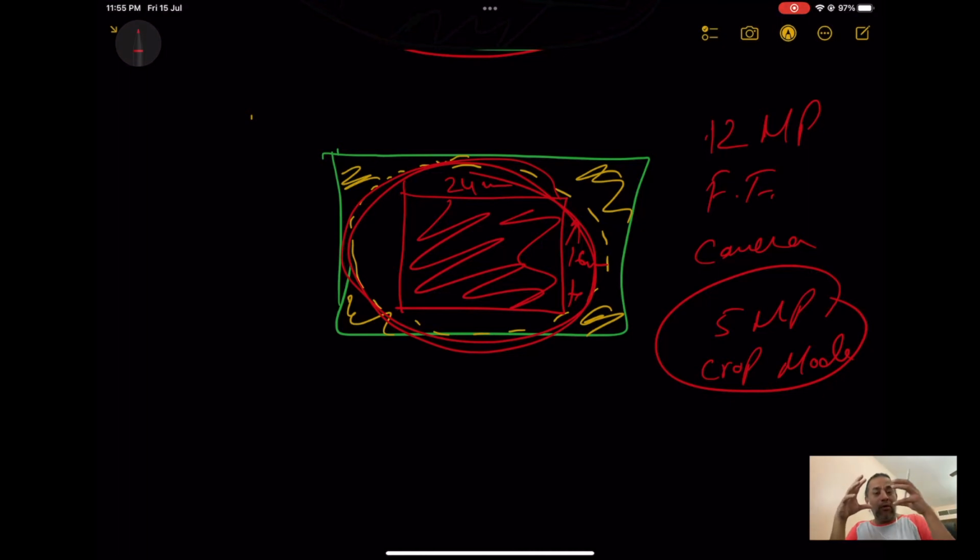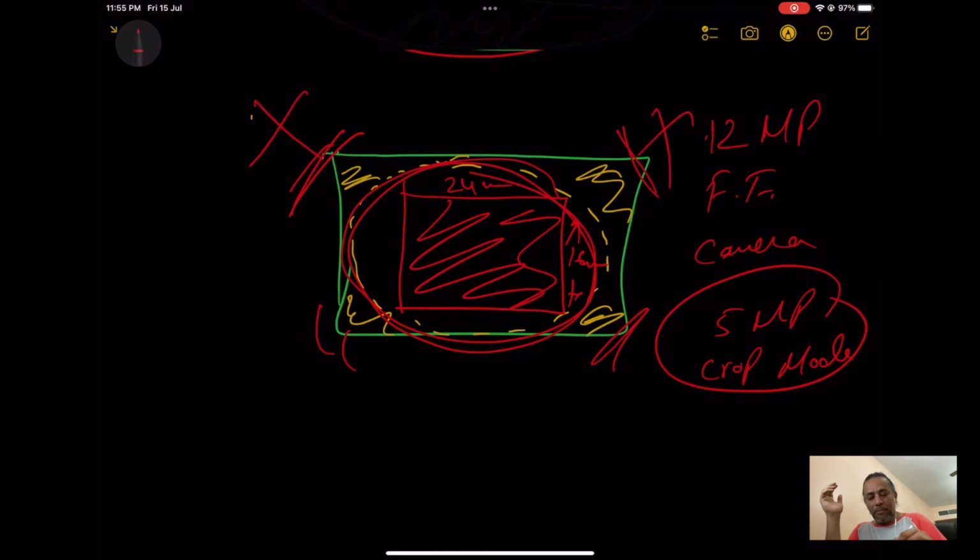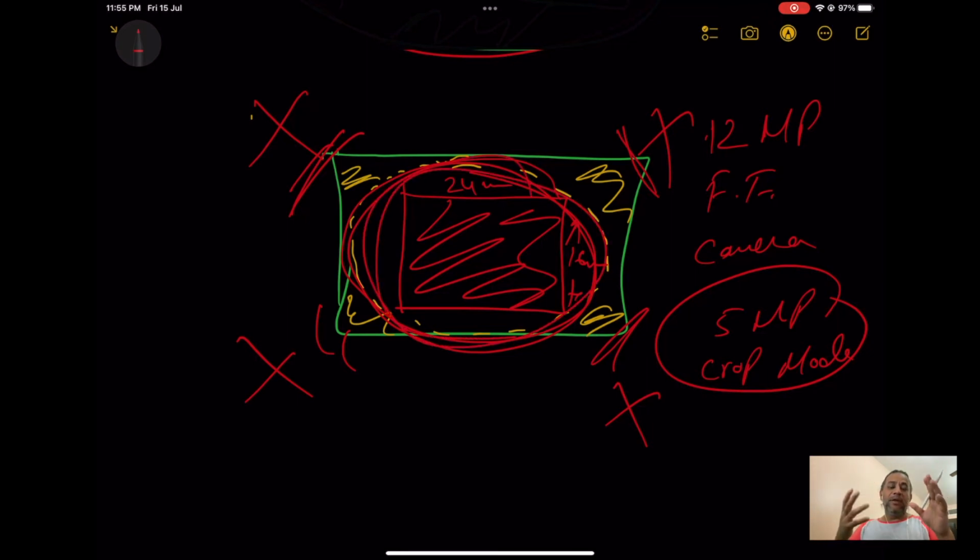So the light coming out from the lens is already small. The circle of projection is already small. So it is not going to cover edge to edge. It will never cover this edge. It is only going to cover the middle portion, and out of that middle portion you're only going to get 5 megapixel if you are using a 12 megapixel camera.